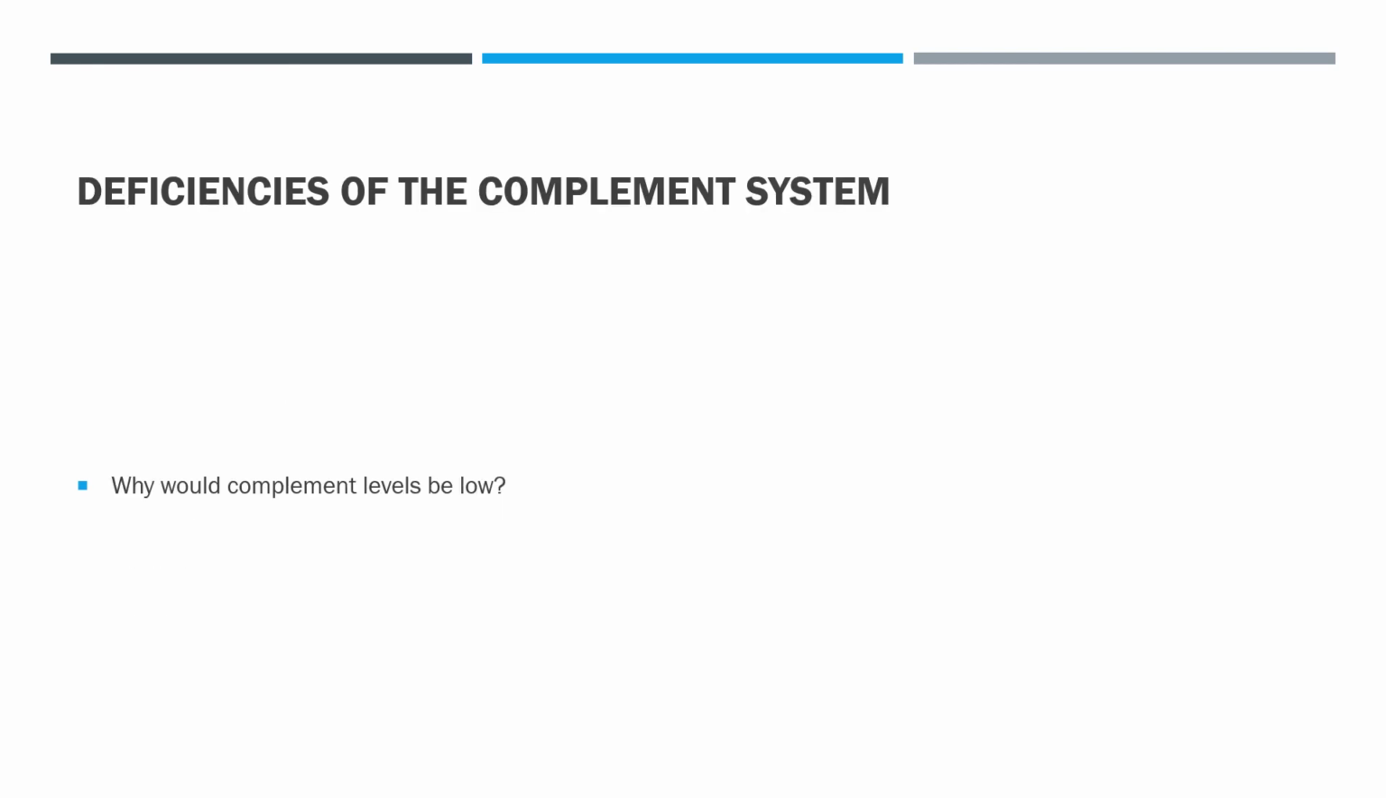Some of our patients may have a deficiency of the complement system, and as you recall, deficiencies of the complement system can lead to all kinds of problems like lupus and Neisseria infections. So when complement levels are low, we have to ask ourselves, why are they low? Has complement been used excessively or activated excessively? Is complement currently being consumed, or is there a single component of complement that may be absent due to a genetic condition?